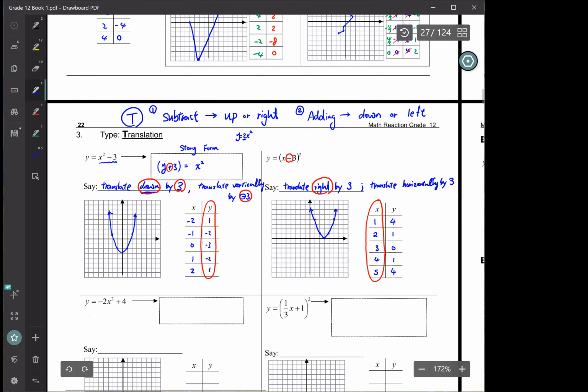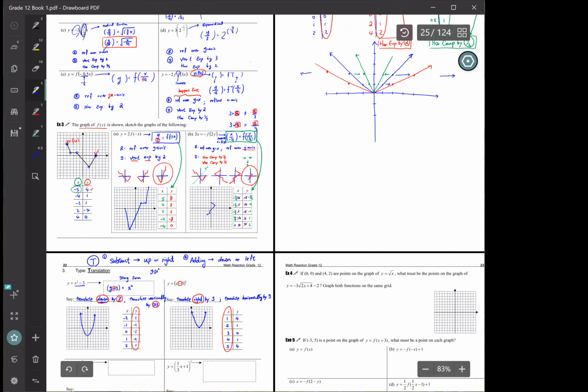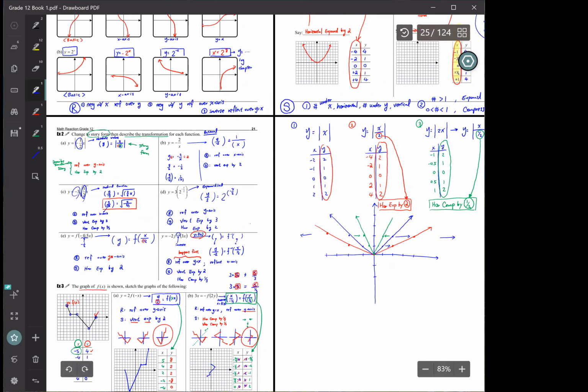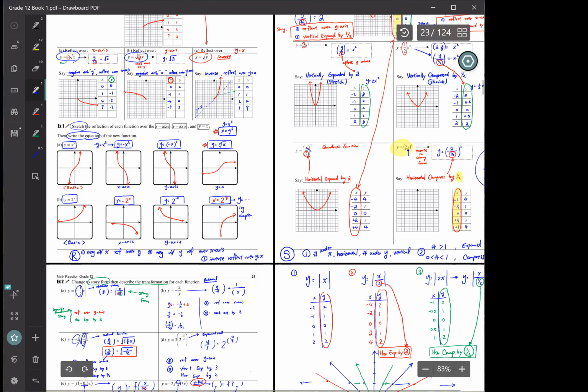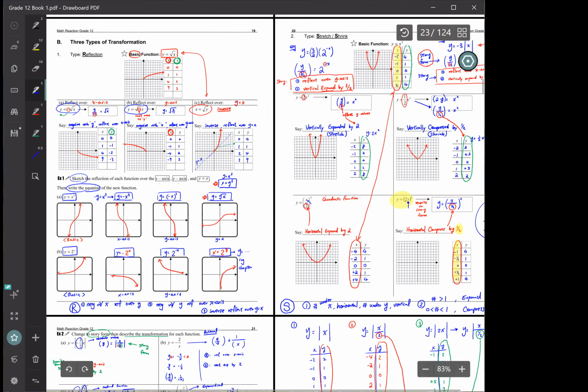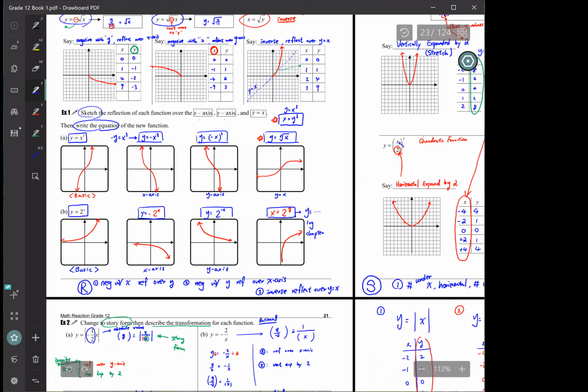So the 3 rules that we have so far, let's go back up. On page 19, we have the rule down here. So reflection, we have 3: negative with x, reflect over y; negative with y, reflect over x-axis. And then the inverse.